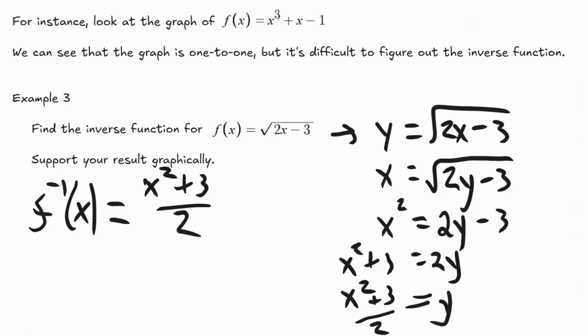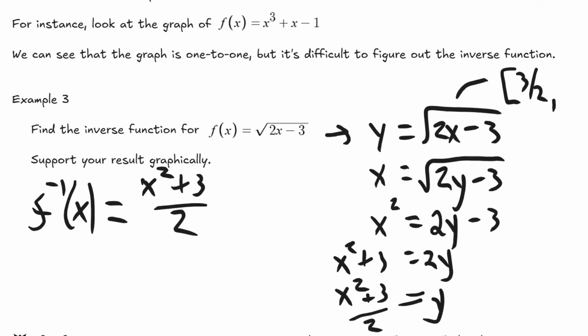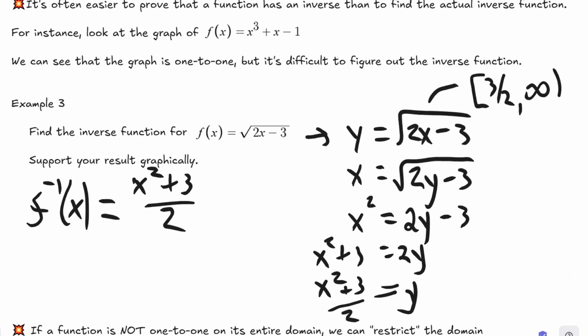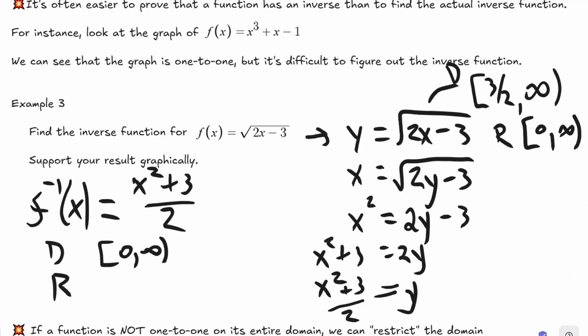Another important aspect is to determine the domain and range of the original function so that you know the domain and range of the inverse function. So for this function, the domain is 3/2 to infinity, because 3/2 is the smallest number before you start getting negatives. And then the range would be from 0 to infinity. So for the inverse function, we would have to define the domain as from 0 to infinity, and the range 3/2 to infinity.